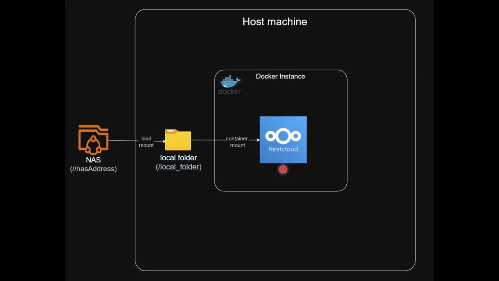The same scenario applies when you want to mount a NAS into Nextcloud storage. In the host machine, you can mount the NAS as a local folder, and once the NAS is available as a local folder, the same procedure applies to mount this local folder into the Nextcloud storage.